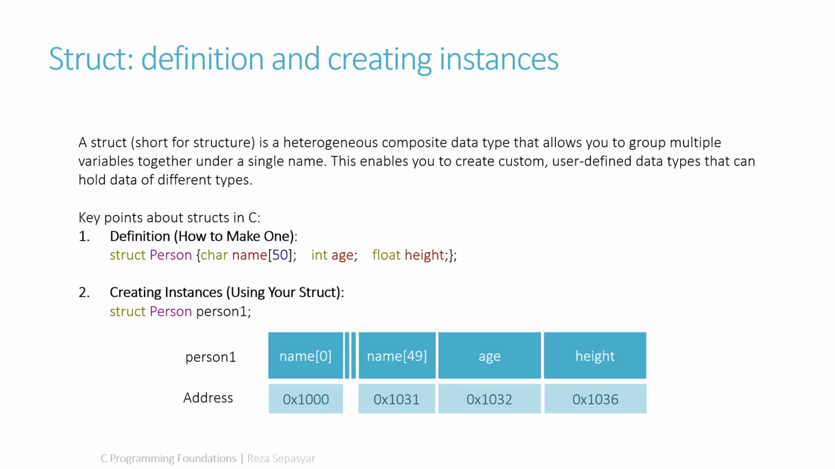2. Creating instances using your struct. Once you've described what's in your struct, you can make instances of it. It's like saying, hey, I've got this blueprint for a struct, now let's make an actual thing based on that blueprint. You do this pretty much the same way you declare a regular variable. So, structs are super handy when you want to group different pieces of data together and treat them as a single unit. They're like creating a custom data type that's tailored exactly to what you need.